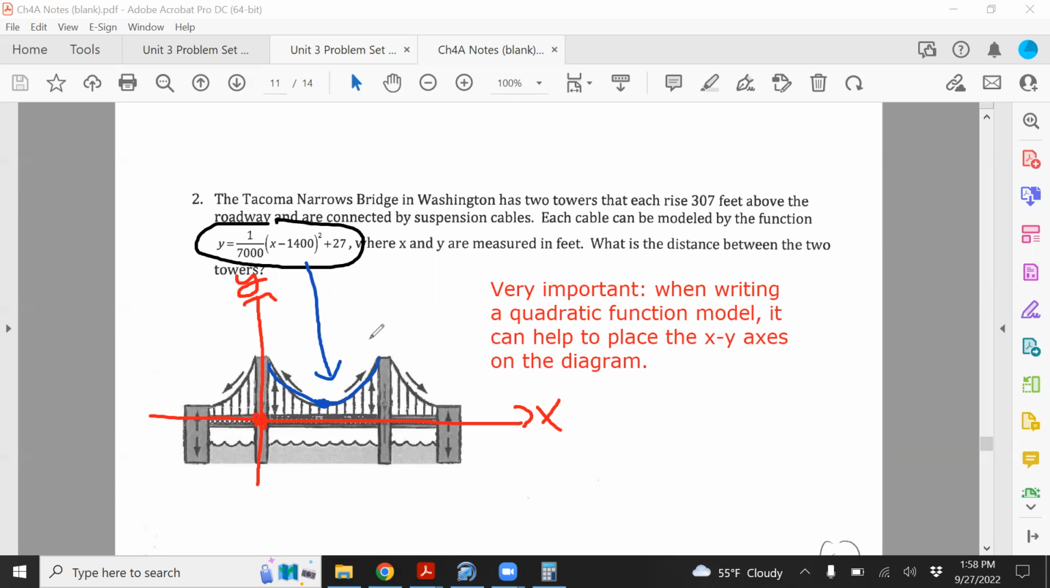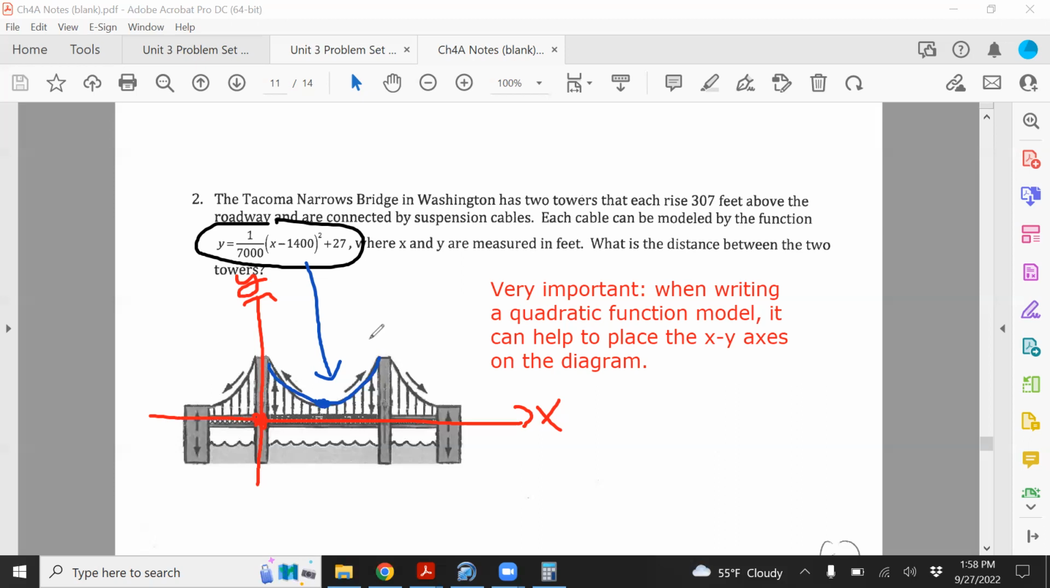Okay, so this is vertex form. So we know this, right? Vertex form: a(x minus h) squared plus k. So h here is clearly 1400, and k is clearly 27 when I compare this to vertex form. Okay, h is 1400, k is 27.